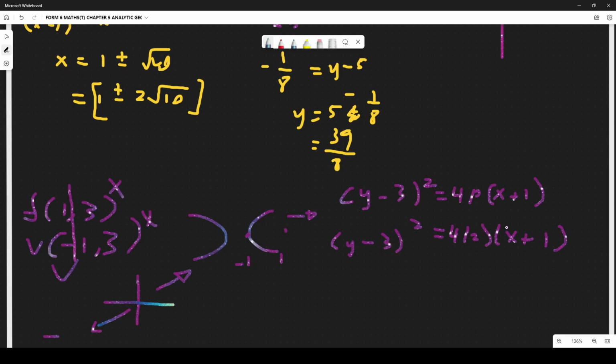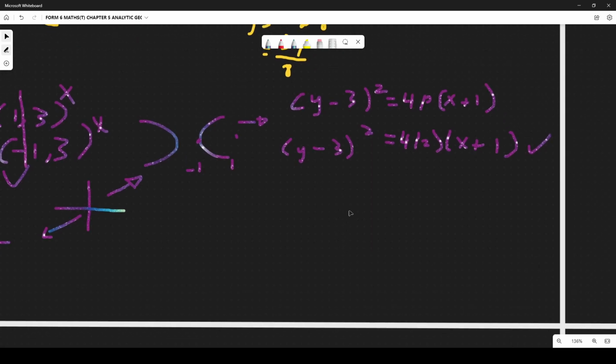Okay, so this is how our general equation will look. If you got this, that's good. But after that, sketching the graph. How will that look?